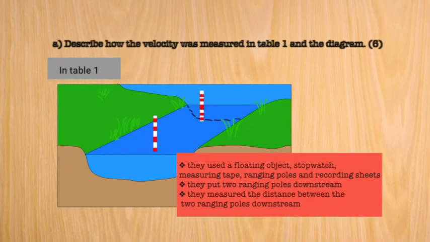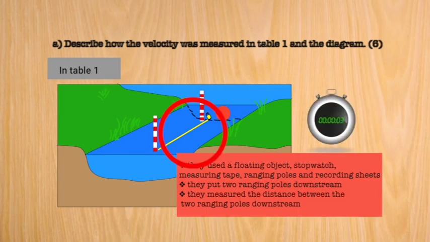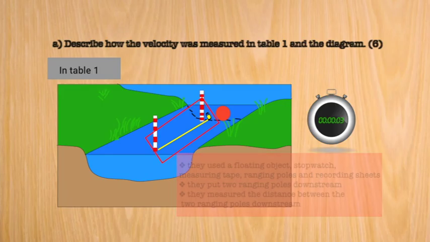The answers to the following questions. Describe how the velocity was measured in table 1 in the diagram. In table 1, they used a floating object, stopwatch, measuring tape, ranging poles, and a recording sheet. They put 2 ranging poles downstream. They measured the distance between the 2 ranging poles downstream.